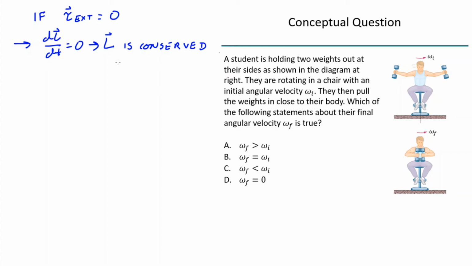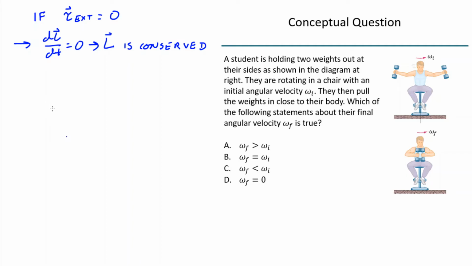Let's answer a conceptual question using this basic idea. A student is holding two weights out at their sides as shown in the diagram at right. They are rotating in a chair with an initial angular velocity omega initial. They then pull the weights in close to their body. Which of the following statements about the final angular velocity omega final is true? Is omega final greater than omega initial, equal to omega initial, less than omega initial, or does it equal 0? Take a minute and see if you can use this concept of angular momentum conservation to answer this question. Pause the video and come back when you think you have an answer.